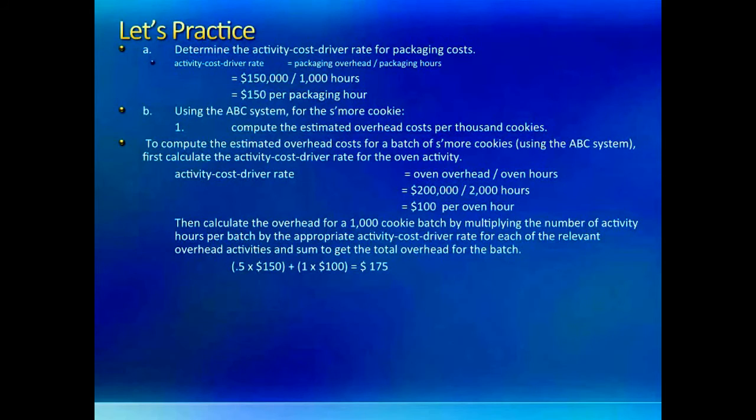Here, we have 2 pools, oven hours and packaging. We already calculated the rate for packaging in part A. Let us do the same for oven hours first. We divide dollar cost of $200,000 in oven pool by total oven hours and get a rate of $100 per oven hour.